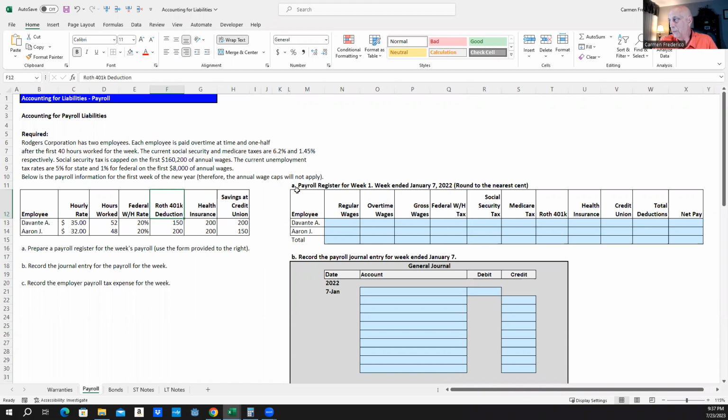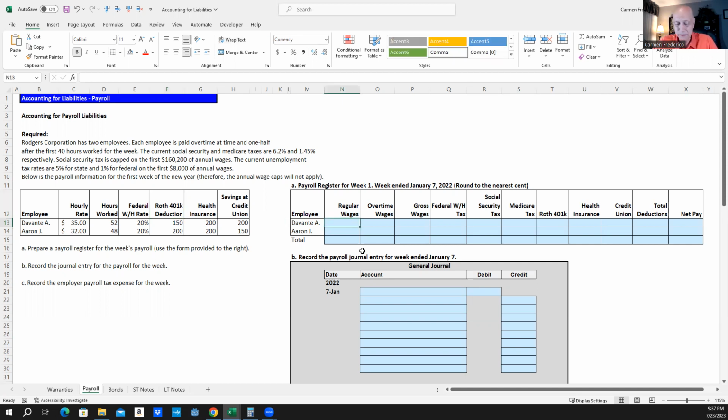Okay, so let's take a look. Step 1 is to complete the payroll register for the week. And typically, if you have an outside payroll service like ADP or Paychex or Paycom or Paylocity, there's a bunch of them out there, you'll get this payroll register sent back to you once you submit your payroll. But we're going to do it together here.